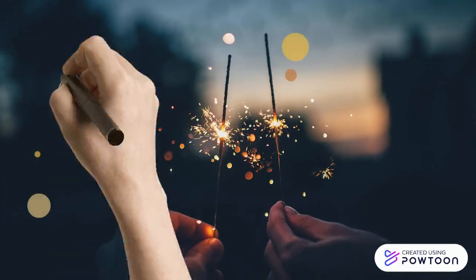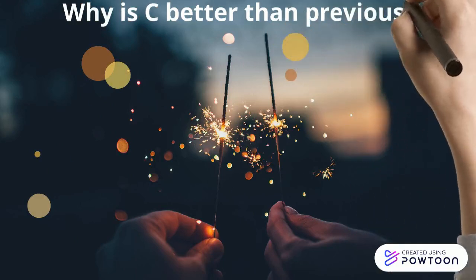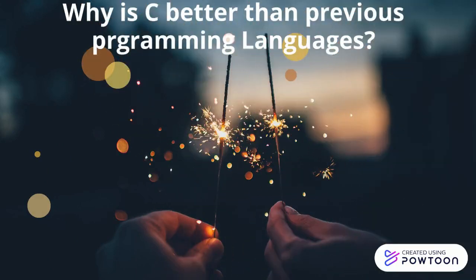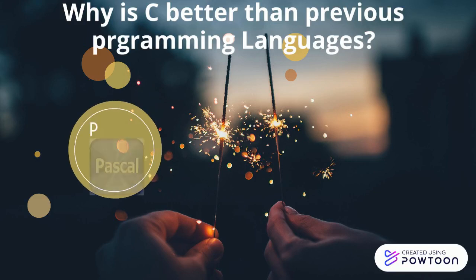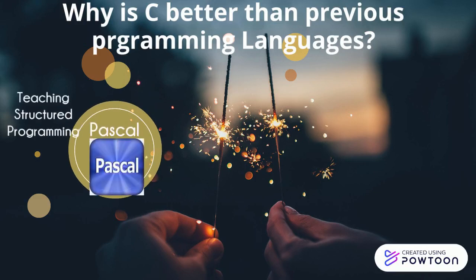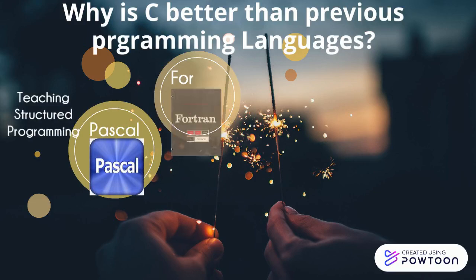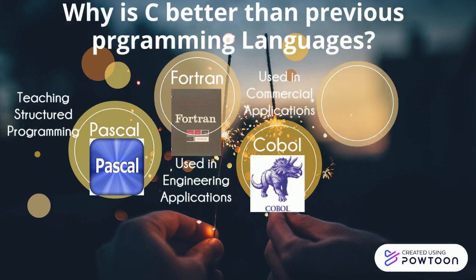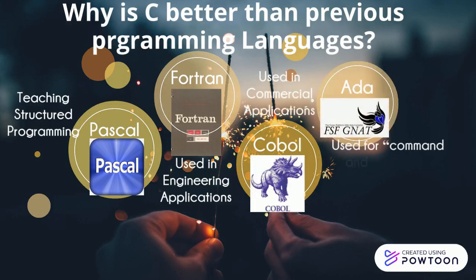How is C programming language better than the previous languages? The languages now are way better than the programming languages of the 70s and 80s. The languages that were made then were for specific purposes, whereas languages now are made for multi-purposes. Examples include Pascal, which was for teaching structured programming, Fortran, which was the language used in engineering applications. Also, COBOL, which was used for commercial applications, and also Ada, which was used for command and control software systems.